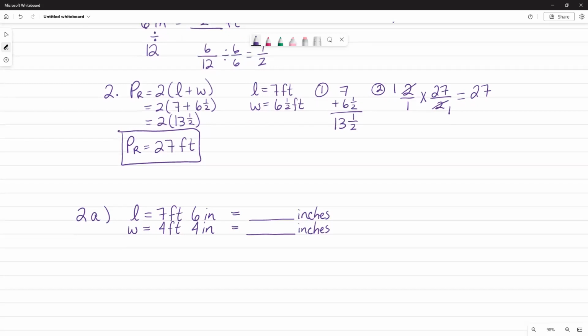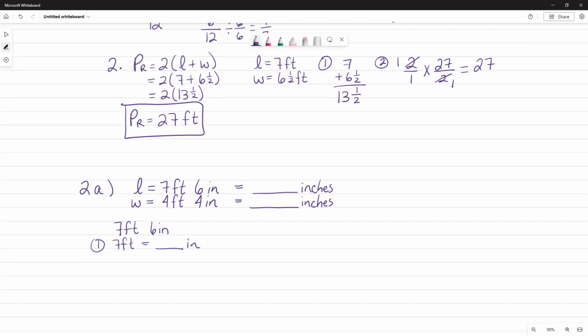Okay, so let's do the length first. I know that the 6 inches, it's already there, so I'll just add that on at the end. But for 7 feet, 6 inches, our first step is we need to convert 7 feet, whoops, getting ahead of myself here, equals how many inches? Well, we're going from feet to inches now, so we're going to multiply. We know that there's 12 inches in 1 foot. So for our math, we have 7 times 12, which is 84.